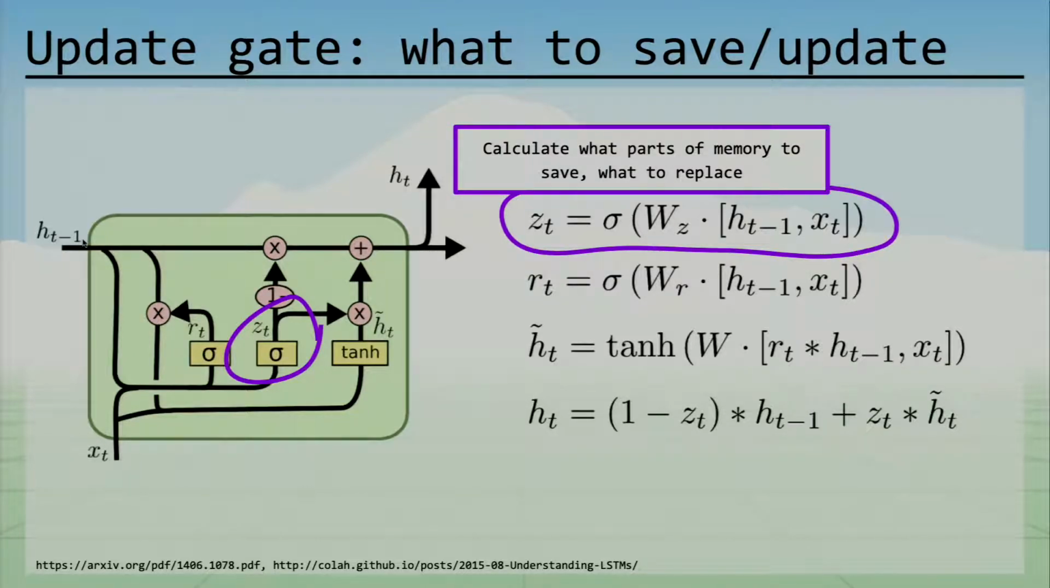So this is basically just calculating a trade-off between what our previous memory state was, h sub t minus 1, versus what these updates h tilde are. So this vector z sub t is basically saying, should we pull updates from this update that we just calculated, or should we use values from our previous memory state, h sub t minus 1?